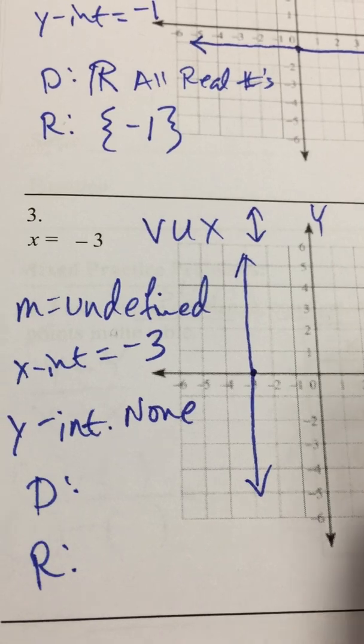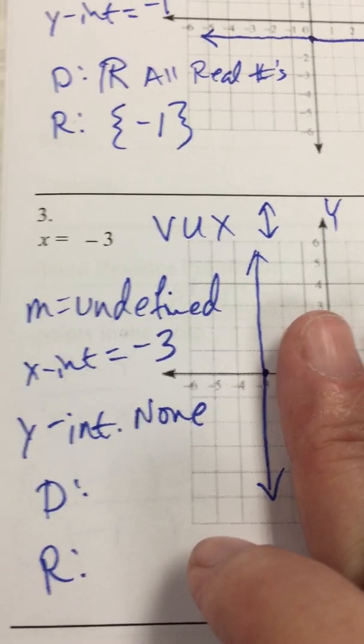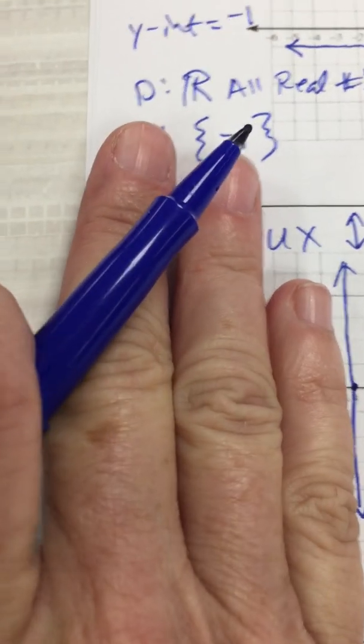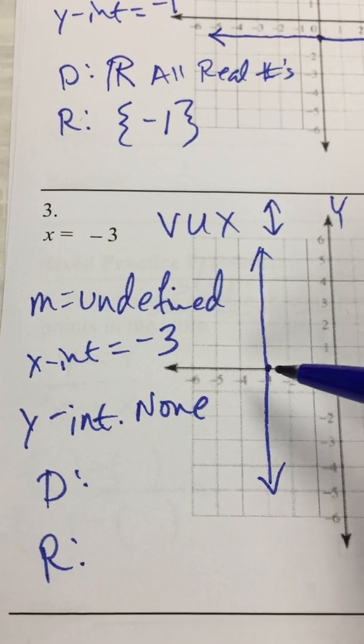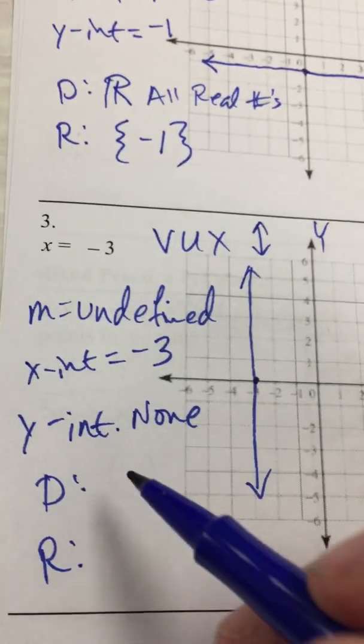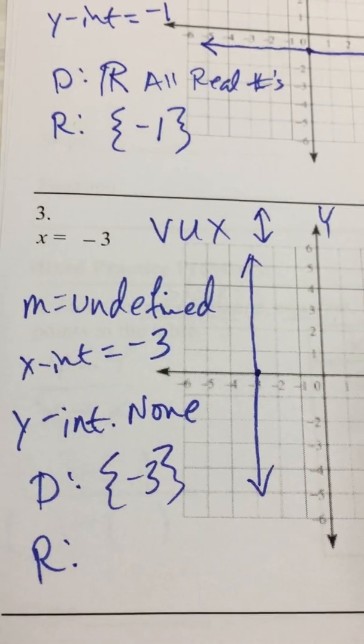Domain. Now if I come in from the right, does my line ever go to the right of -3? No. If I come in from the left, does it ever go to the left of -3? No. So the only number that's being used in my domain is -3. So my domain is the single point, the set whose members are -3.